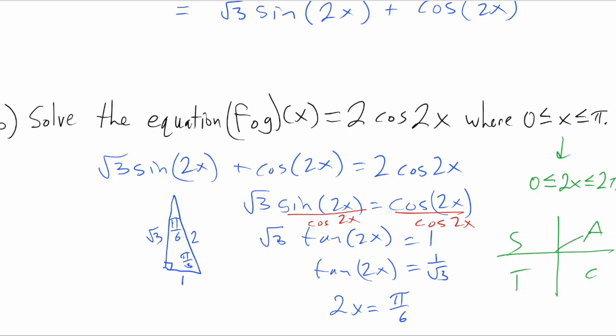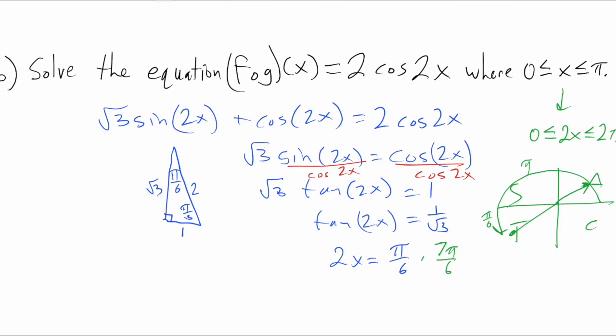Tangent is positive here. It's also positive over here. So one answer is pi over 6. The other answer is this angle, which is pi plus pi over 6, or in other words, not 5 pi over 6, 7 pi over 6. Pi plus pi over 6 is 7 pi over 6. So that's our two answers for 2x. And of course we divide those by 2, and we get pi over 12 and 7 pi over 12 are our two solutions.